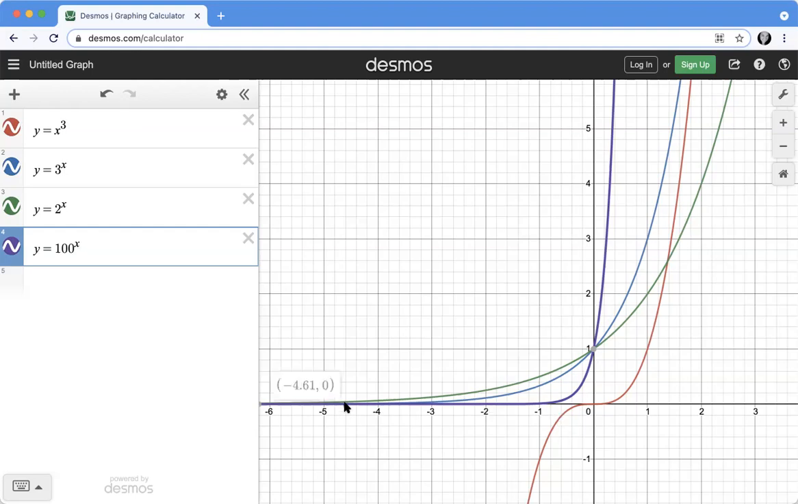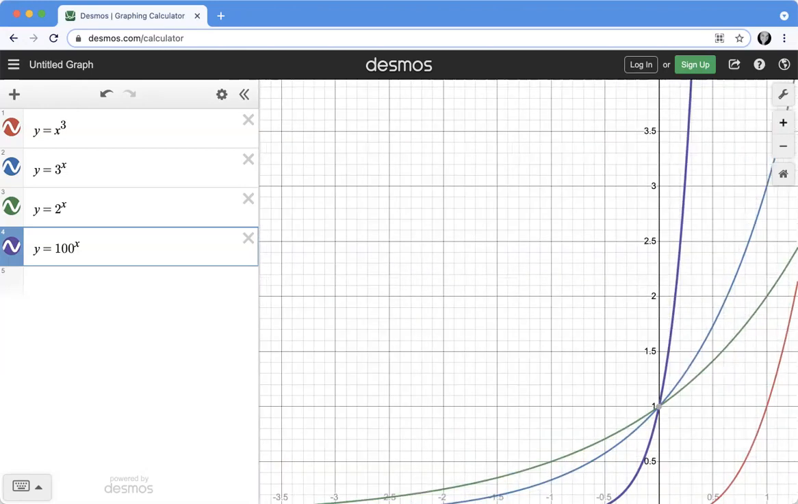And if I come over here, oh, Desmos. Desmos just failed us. It's telling me that the intersection is at 0. Is it at 0? No, it's just such a small number that Desmos is having trouble with it.